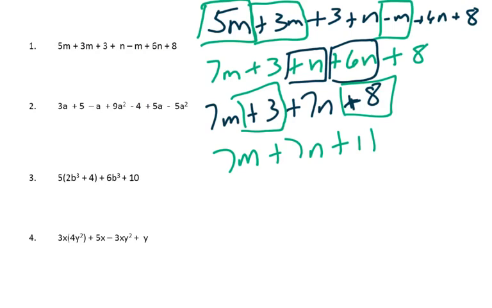Now, it says that you're going to use your coefficients to combine like terms, which we did. These are our coefficients, right? So we added 5 plus 3, and we got our 8, and then we subtracted 1 to get 7. Okay? And then you are to write your answer in alphabetical order with the constant last. Well, m comes before n, right? And 11 is my constant that comes last. So that is how I solved number 1. Okay? So now I'm going to erase this, and we're going to do number 2.